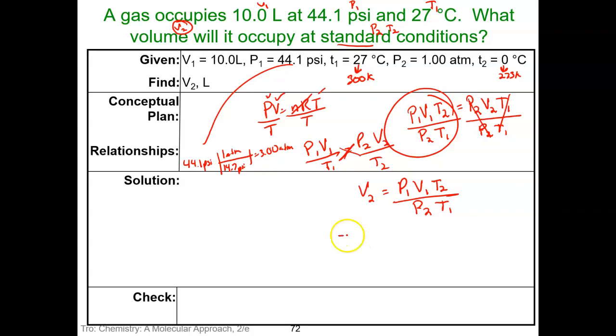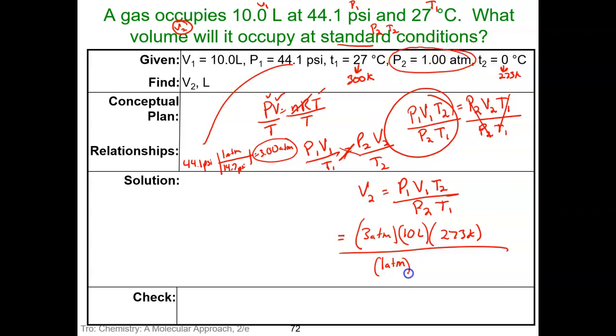So when we plug this in, our P1 is 3 atmospheres. Our V1 is 10 liters. I'll worry about my sig figs later, okay? T2, 273 Kelvin, has to be in Kelvin. Not an option, has to be in Kelvin. P2, 1 atmosphere. I'm just reading these up here. T1, 300 Kelvin. You really got to keep these 1s and 2s straight.